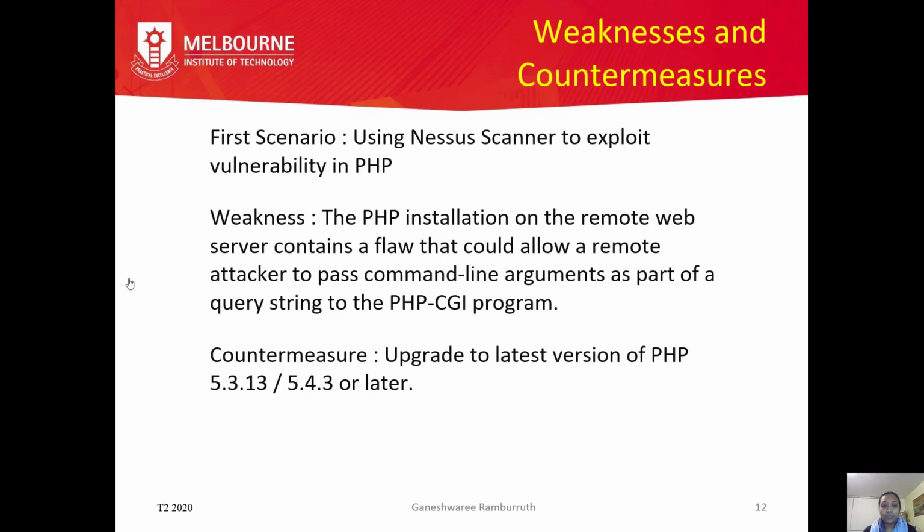Now we are going to discuss the weaknesses and the countermeasures. So in the first scenario, we used the Nessus scanner to exploit a vulnerability in PHP. The weakness found is that a PHP installation on the remote web server contains a flaw that could allow a remote attacker to pass command line arguments as part of a query string to the PHP CGI program. And its countermeasure is to upgrade to the latest version of PHP.